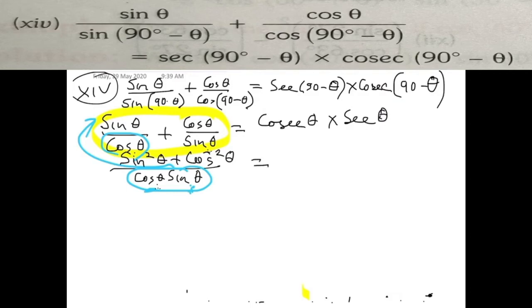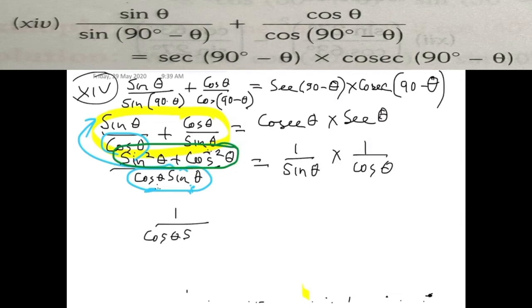And on the right hand side also, let me change everything in the form of sin and cos. You know, cosec is the reciprocal of sin, so I'll write this as 1 by sin theta, and sec is the reciprocal of cos, so I'll write this as 1 by cos theta. Now on the left hand side, the numerator is a formula. Sin square theta plus cos square theta is equal to 1, in the formula that you have learned. So the numerator I'll write as 1.